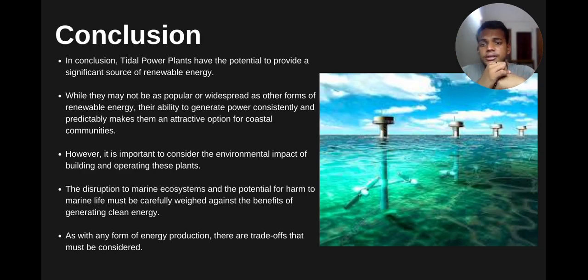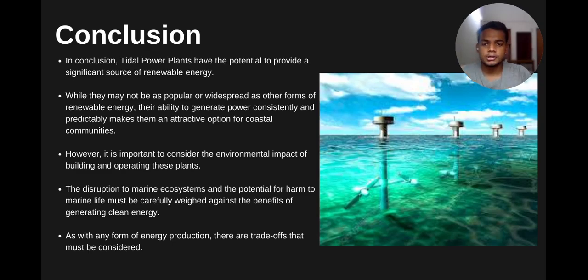However, it is important to consider that the environmental impact of building and operating these plants is high, and the cost is a detriment to funding in the initial stages, that we can work more on. And the disruption to marine ecosystems and potential harm to marine life, we can also look into that. We have to combat that disadvantage, and we can look into that further.